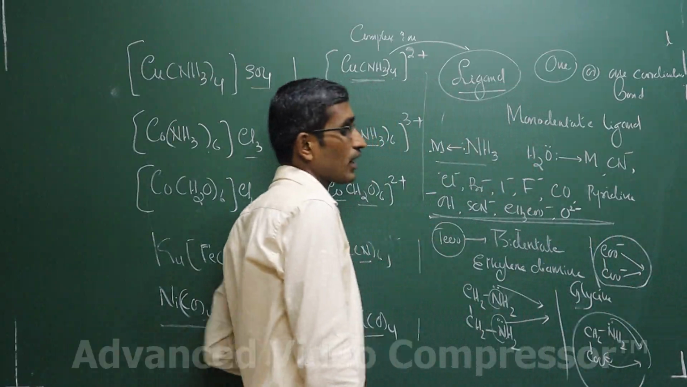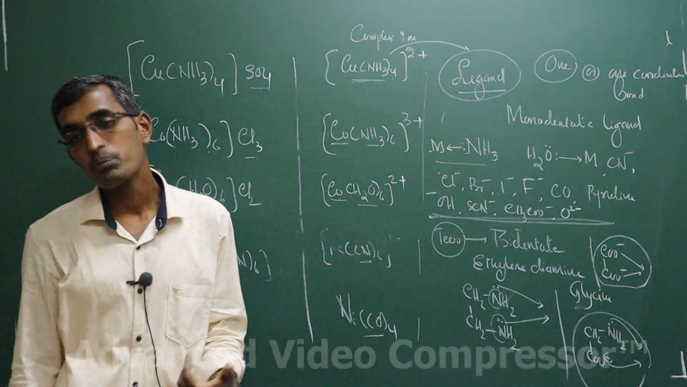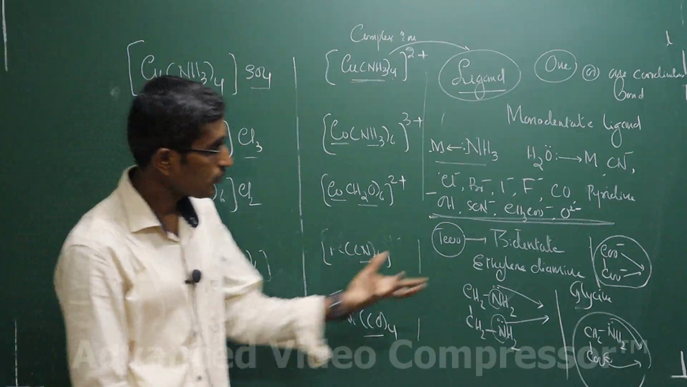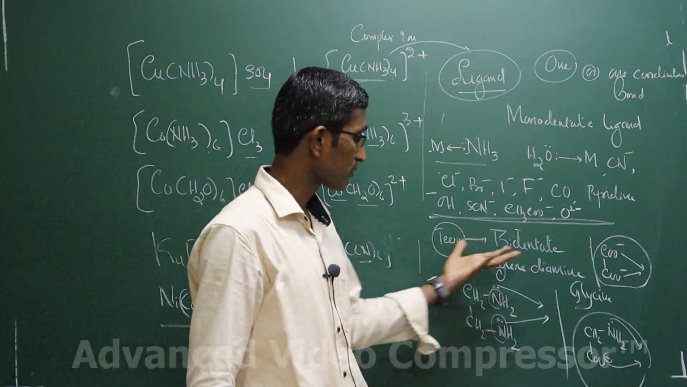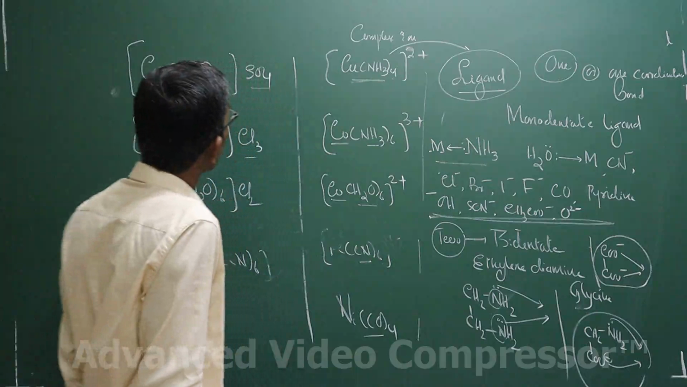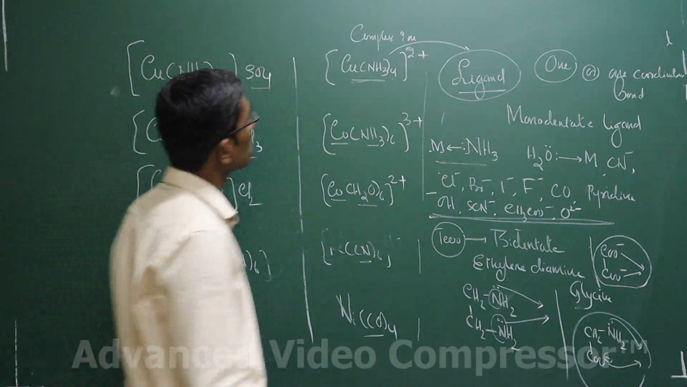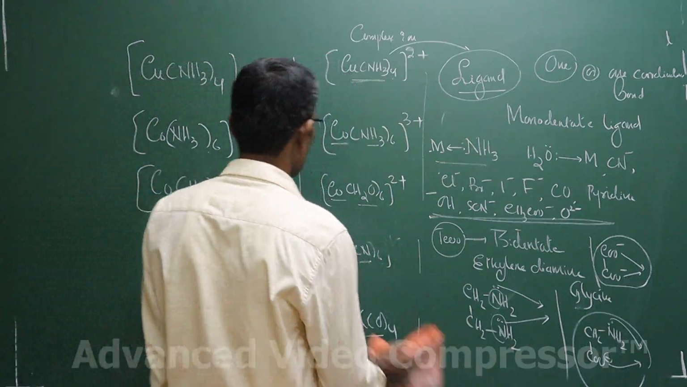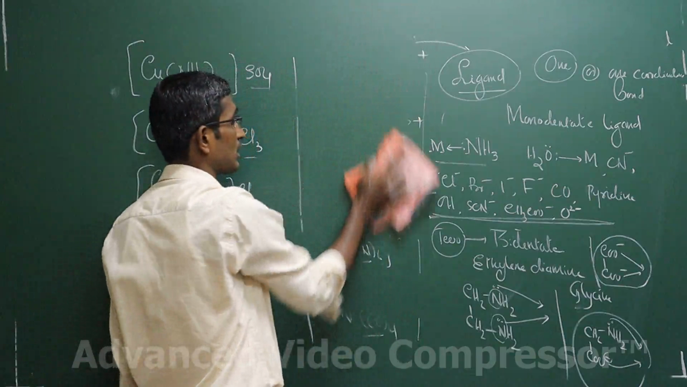Two oxygen atoms can give the lone pair of electrons to the central metal ion. So one ligand can establish two bonds. That is what is called a bidentate ligand. Similarly, we have other cases, that is, the tridentate ligand.